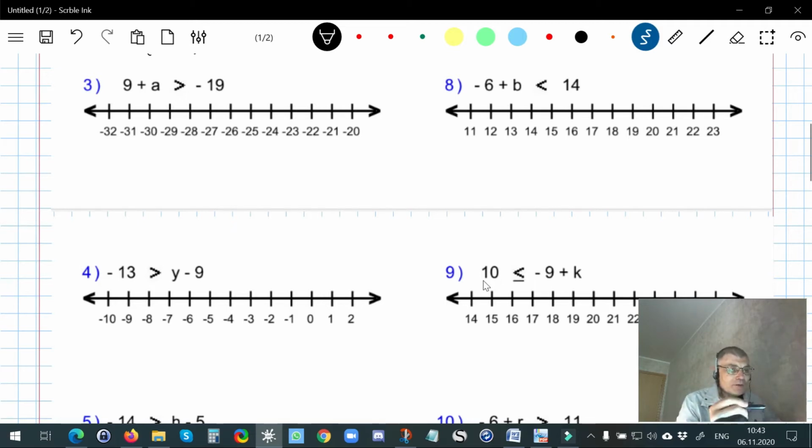So, number 3, the same idea, absolutely the same. I'll be a little bit faster. To isolate a, I have to subtract 9 from both sides of the inequality given. It cancels here. Negative 19 minus 9, it is negative 28. That's a set builder notation.